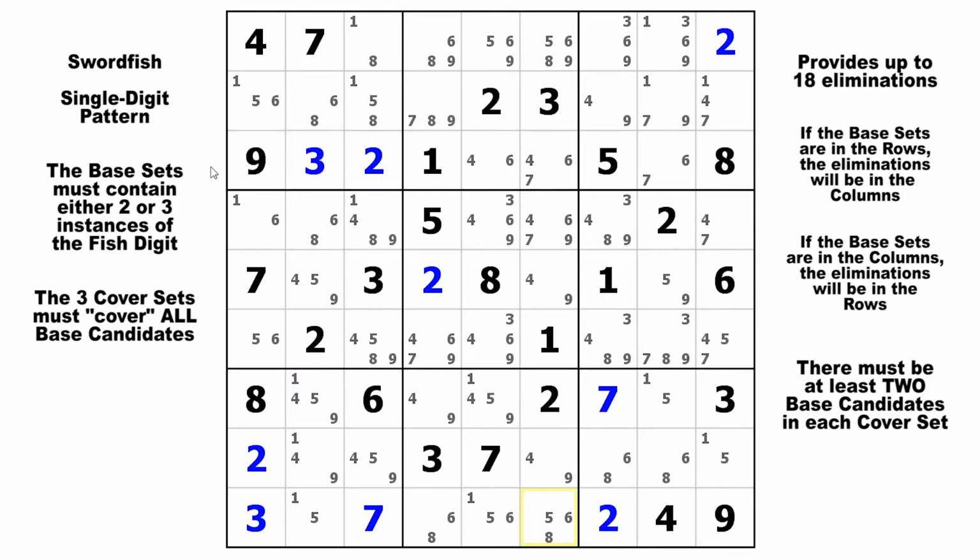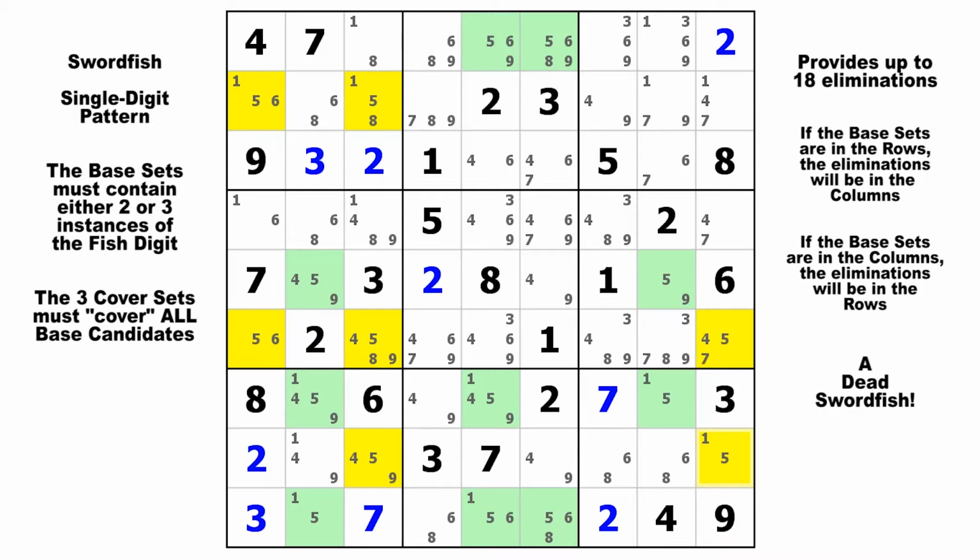Okay, in this puzzle, let's take a look at candidate 5, and we'll light them up. So we see in column 1, column 3, and column 9, we have a swordfish. And the cover sets here will be rows 2, 6, and 8. And as you can see, there are no candidate 5s to eliminate in this puzzle. That is what I call a dead swordfish when all the eliminations are already made.